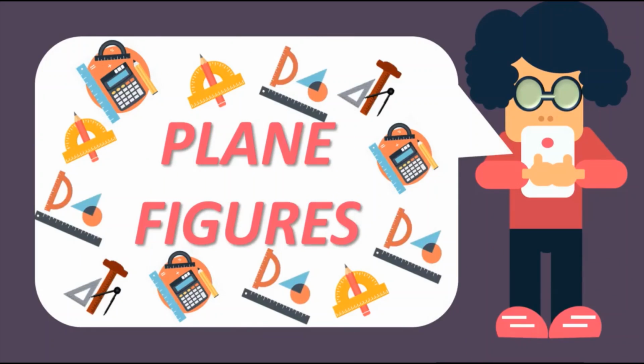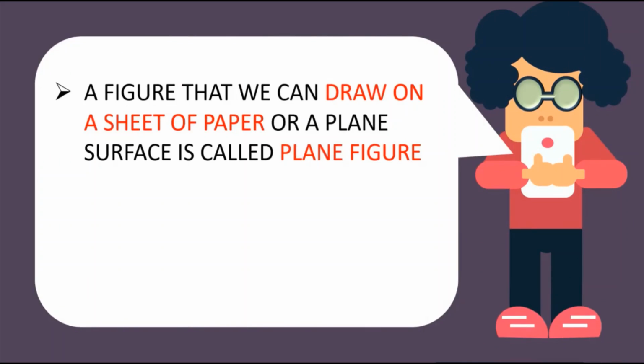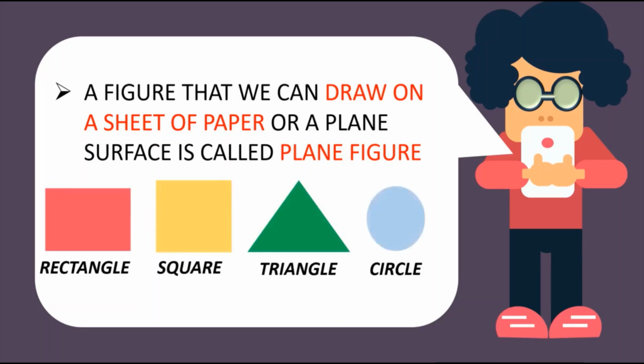Now we are going to learn about the plane figures. What is a plane figure? A figure that we draw on a sheet of paper or a plane surface is called a plane figure. So we have rectangle, square, triangle and circle. All these can be drawn on a paper. I hope you must have drawn sometime or the other a rectangle, square, triangle or circle. If not, let's do it now.